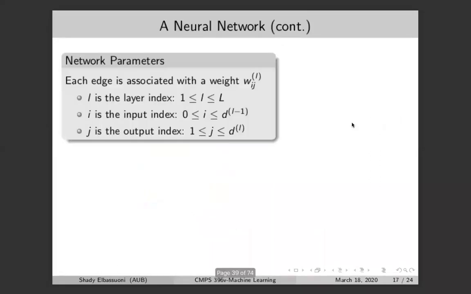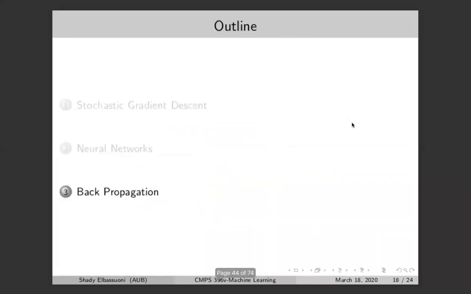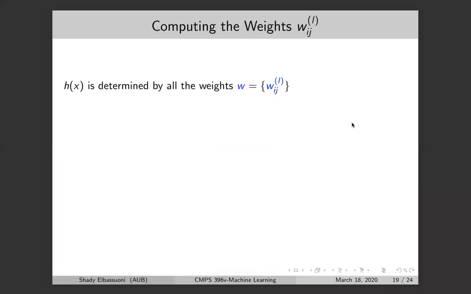So how do I get these weights? That's the question. I have to find the loss function and minimize the loss function with respect to the weights. This is called back propagation. That's the foundation of neural networks.